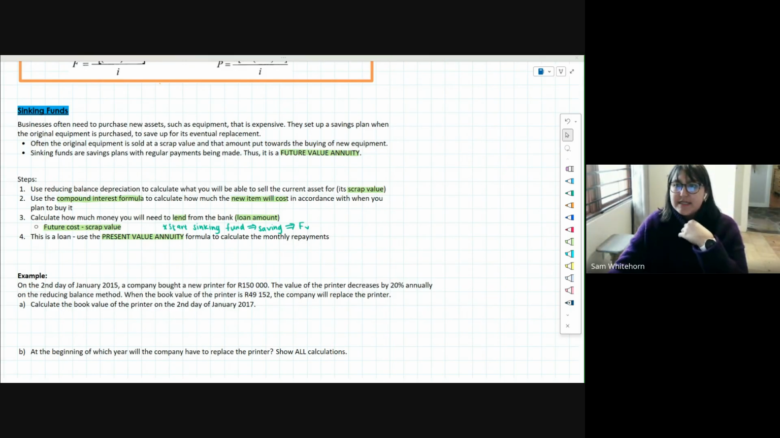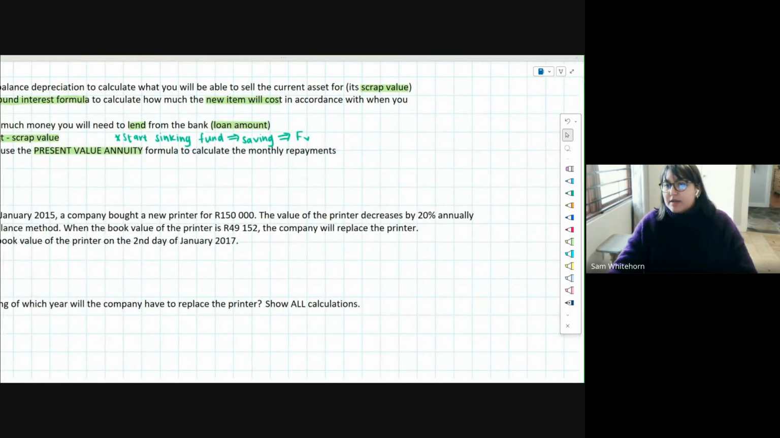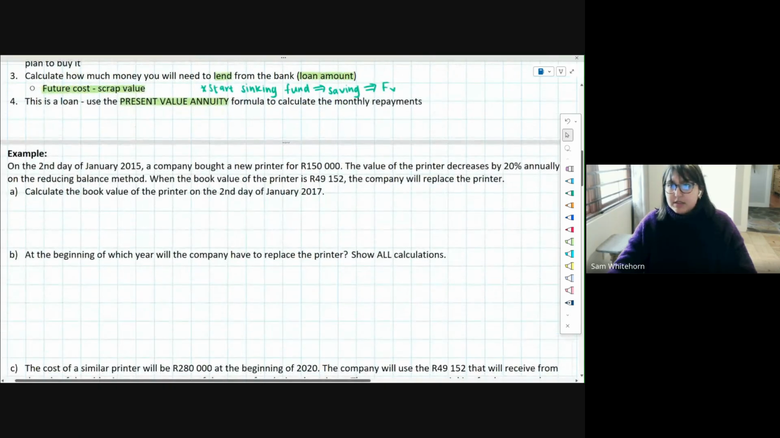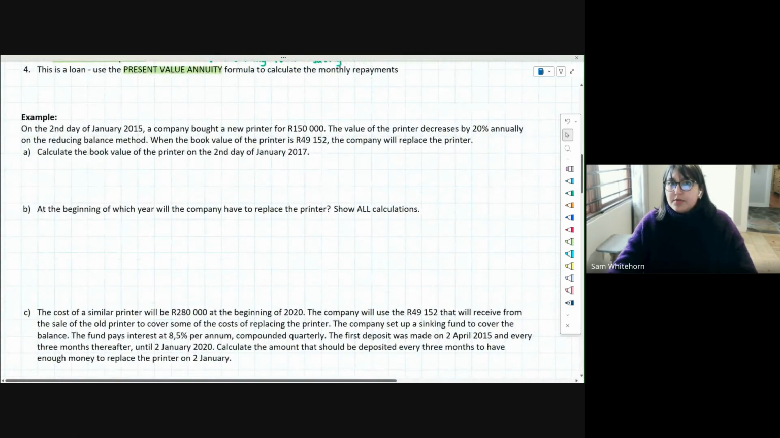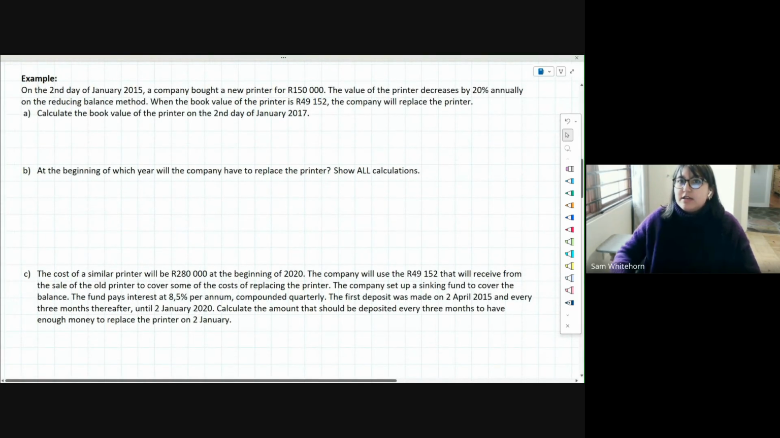Right, so that's what we chatted about Monday, and then we didn't manage to get to this example because we ran out of time, but that's okay because, like I said, we were going to do it today. So let's have a look at this example. It says on the 2nd day of January 2015, a company bought a new printer for 150,000 rand. The value of the printer decreases by 20% annually on a reducing balance method.